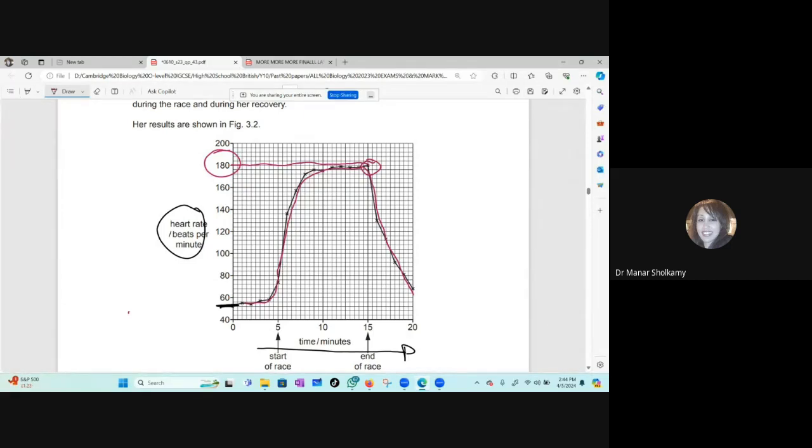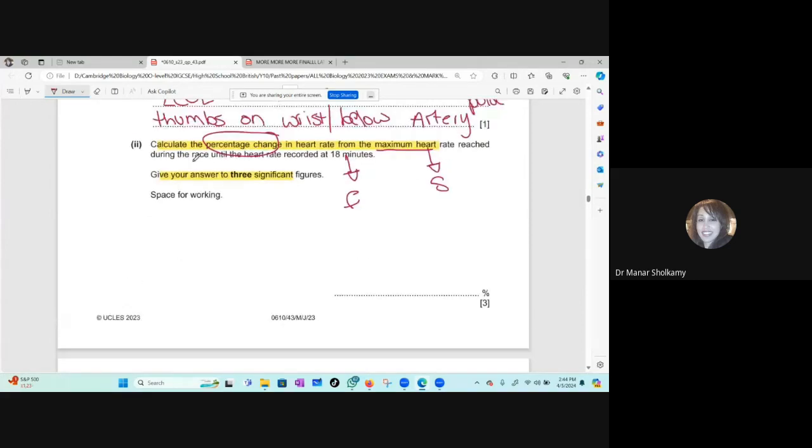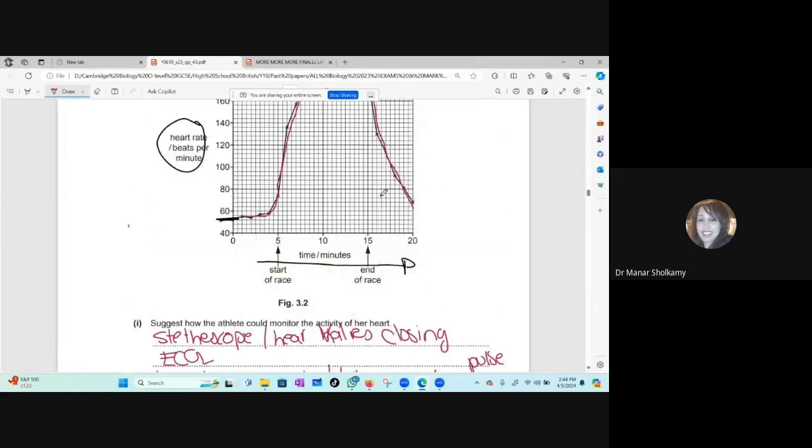Are you with me? Yes. Okay, so the maximum heart rate is 180 beats per minute. Then, during the race until the heart rate reached at 18 minutes, I have to go to 18 minutes, 15.